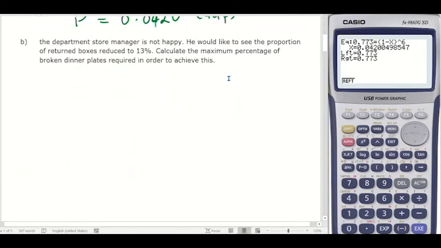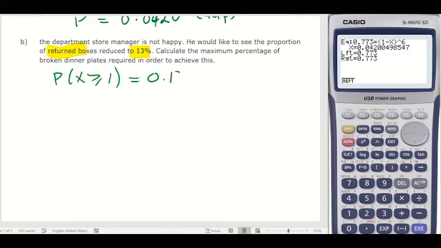Okay, part B. The department manager wants to see the proportion of returned boxes reduced to 13%. So people return it when they have a broken plate. So the chance of at least one broken plate, they want that reduced to 13%. And we are asked to find the percentage of broken plates required to achieve that. So we need to find that little value of p.